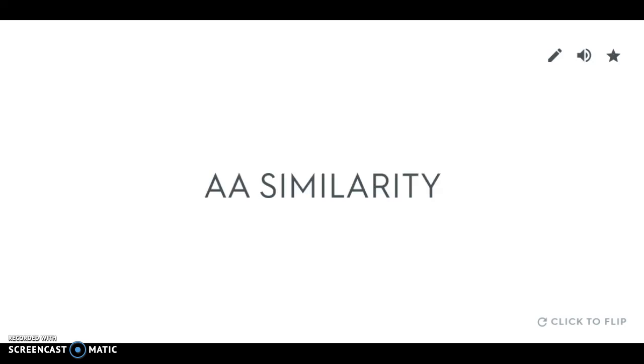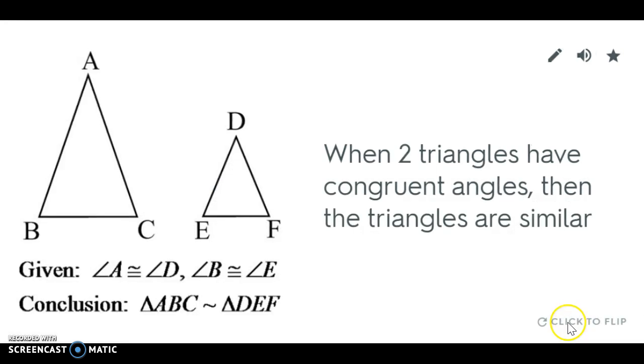Okay, for this section, we only have a couple cards. The first one is AA similarity, which stands for angle similarity. And it's when two triangles have congruent angles, then they are similar. So if you have two congruent angles, then you know that they're going to be similar.